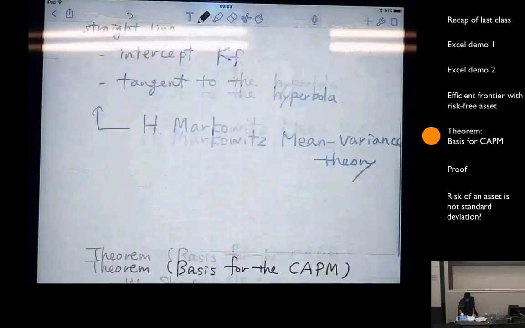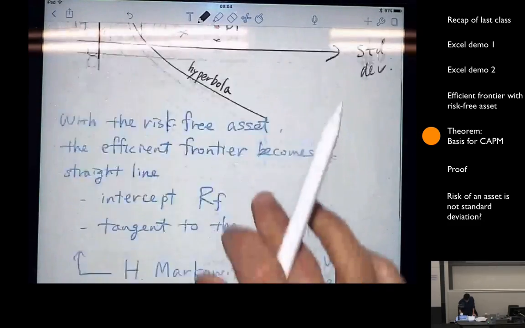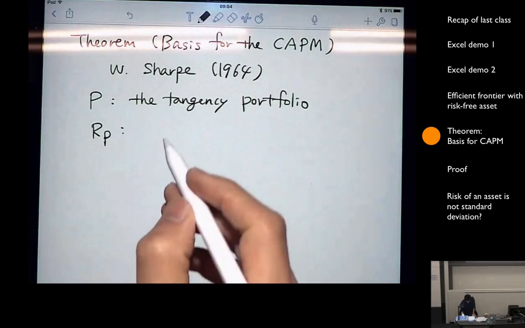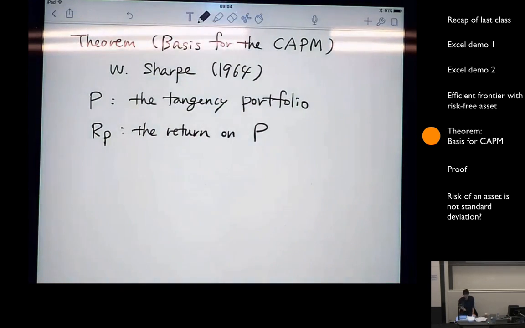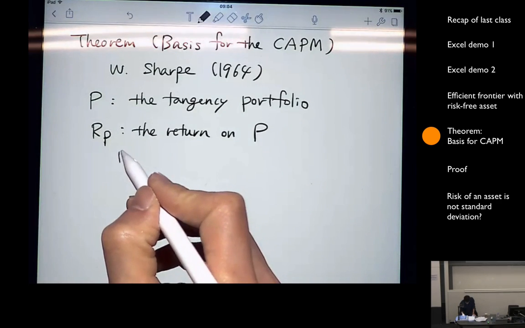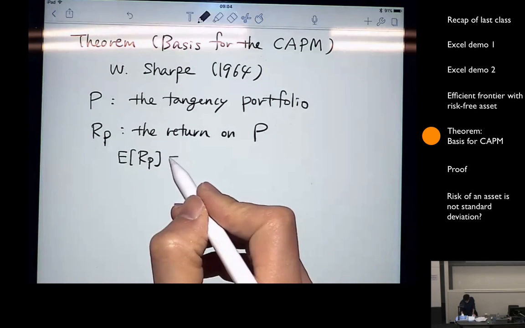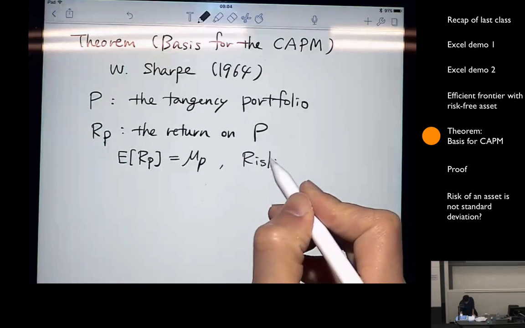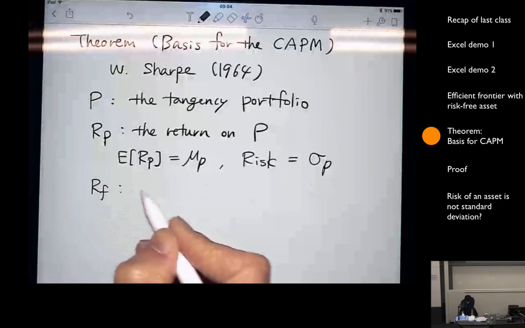P is the tangency portfolio. So this portfolio, a portfolio of these four companies, achieves this tangency point. Let's denote by RP the return on the tangency portfolio. Let's denote its expected return by mu p. And let's denote its risk, standard deviation, as sigma p. And let's denote by RF the risk-free rate.